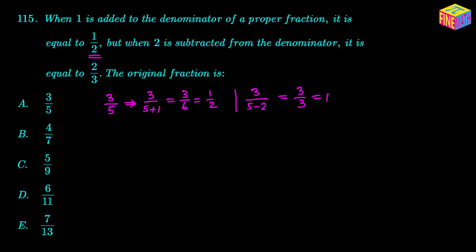So let's try the option B. Well, option B is 4 over 7. And if we add 1 in the denominator, that would be 4 over 7 plus 1, that is 4 over 8, and that is again 1/2. So here also the first criteria is satisfying.